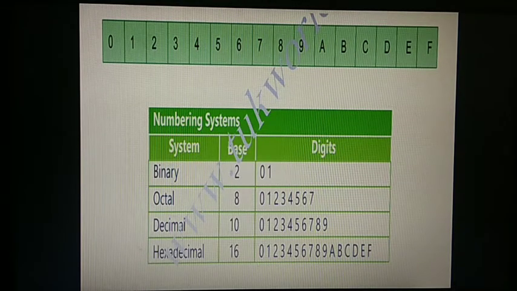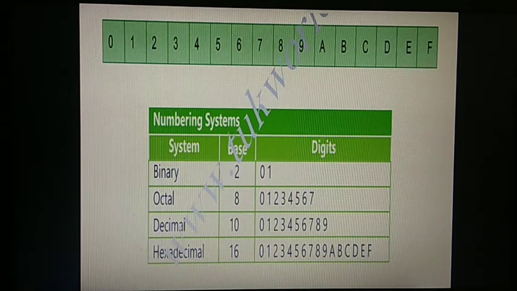So the base is 16 and the digits are a combination of numbers as well as alphabets. Numbers range from 0 to 9 and the alphabets are from A to F, wherein after 9 the letter A appears as the digit 10, B as 11, C as 12, D as 13, E as 14 and F as 15. This we learnt in the earlier lectures, earlier videos.